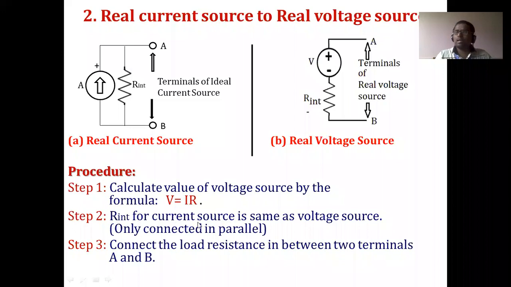The voltage source resistance is always shown in series. How to calculate the value of the voltage source? You have the value of the current source and the value of its internal resistance. The first step is to calculate the voltage, which is equal to I into the internal resistance. Right? The second step is to connect the internal resistance in series with it, and then connect the load resistance between the terminals A and B as it is. Let's see that example so that your concept will be clear.